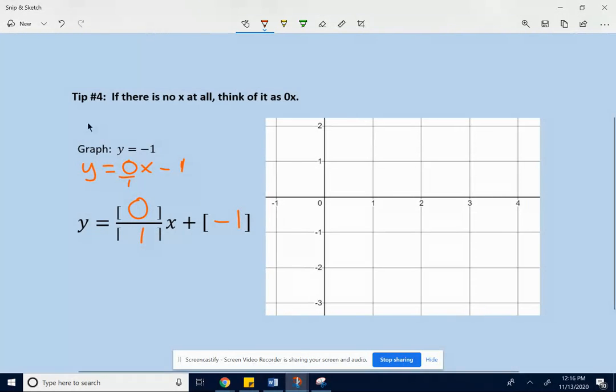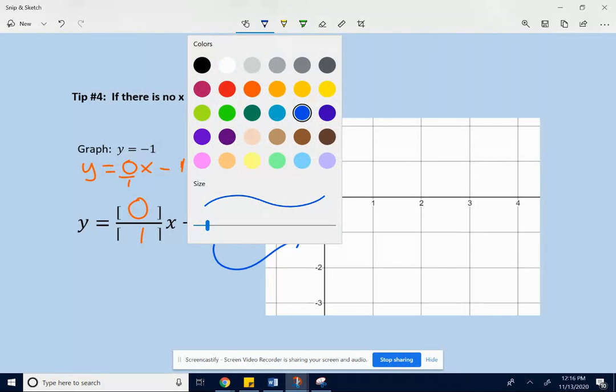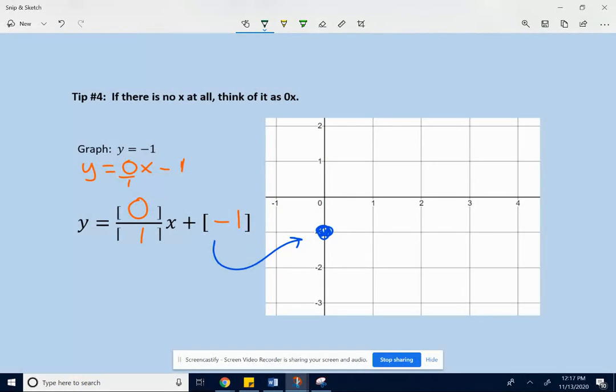Okay, so tip 4. If there is no x at all, just think of it as a 0x in place of that, in that first position. Okay, so now it's time to graph it. Look at the number on the end after the plus sign is the y-intercept. It's -1. Use the slope, the rise and the run to travel.